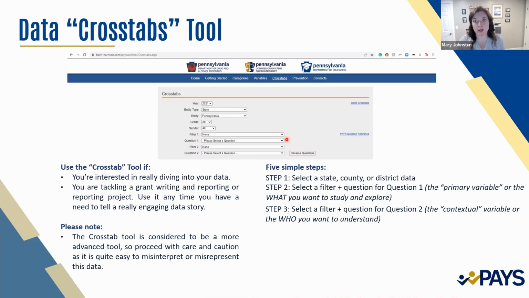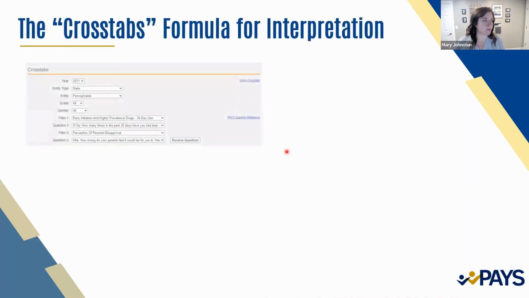Sometimes you might even just start with your question 2. Just because it's called question 2 doesn't mean it has to come second in terms of how you put in the data, or how you select your questions. So that is your who that you want to understand. You're going to select the grade, population, and gender, and you can't always default to all grades combined, and it will pop up looking something like this.